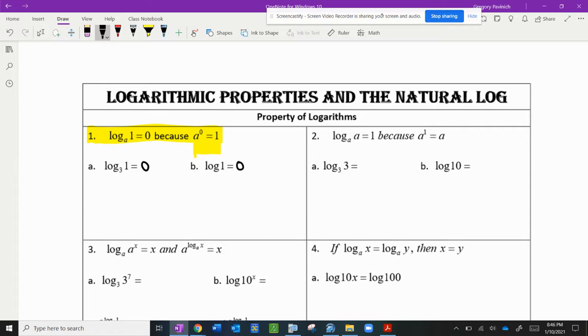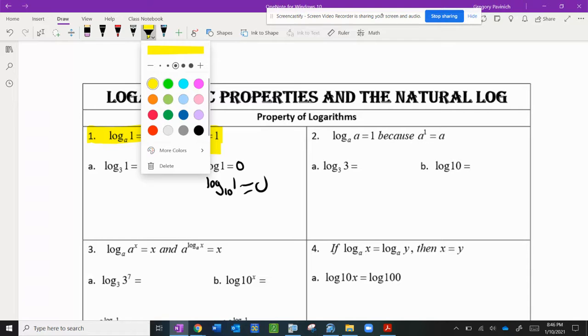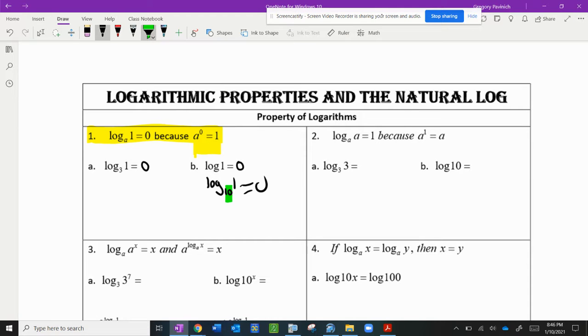On B, notice the log does not have a visible base. This is the same as log base 10, but just like the square root, it's so common that we don't write the base. So when you see a log and you don't see a visible base, it is always going to be 10. It's a hidden base. Just like the square root of 4, which is 2, we don't write the 2. But if we wrote the cube root of 8, which is 2, we would put the 3 there.